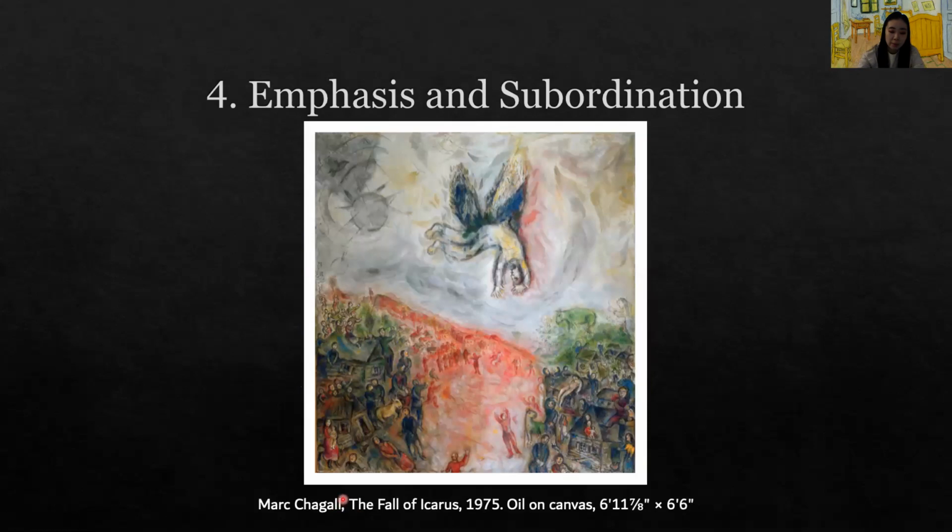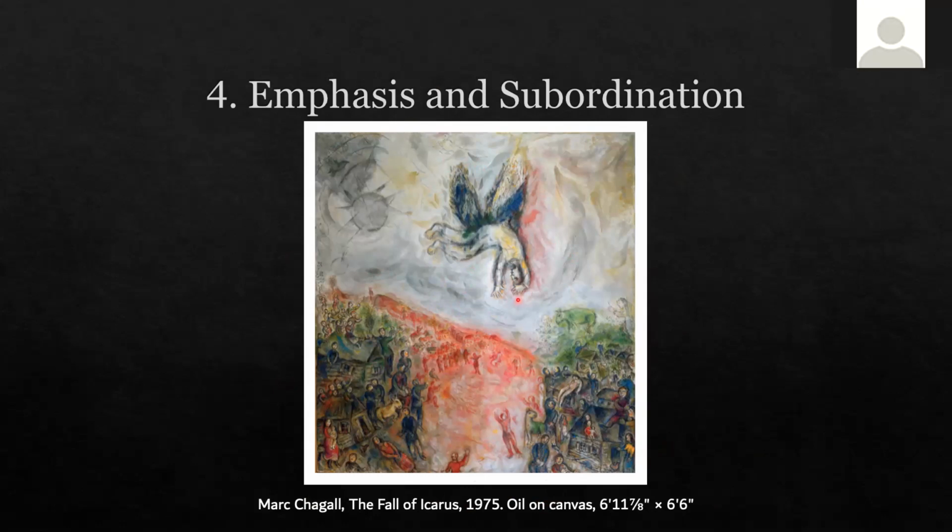This is a painting, The Fall of Icarus by Marc Chagall. Chagall was a Russian French artist during the World Wars. Let me ask you something. Which part is focal point in this work of art? It's pretty much easy. The angel. Yes, the falling boy, the thing that is falling. This is the focal point.